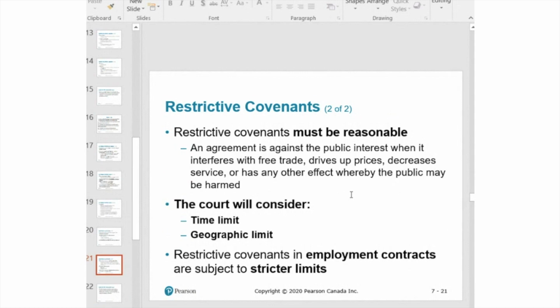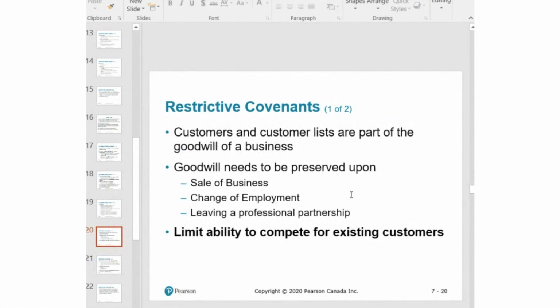So the question here, what is a restrictive clause? Restrictive clauses are clauses that will restrict, that will prohibit one party to do something. And the examples I gave you were confidentiality, which is not disclosing confidential information, or non-competition, the pet shop example, not competing with the buyer, for example. So those are examples of restrictive clauses. Okay.